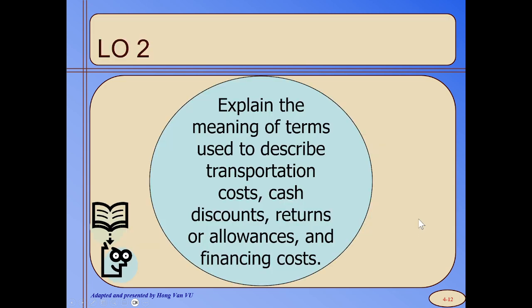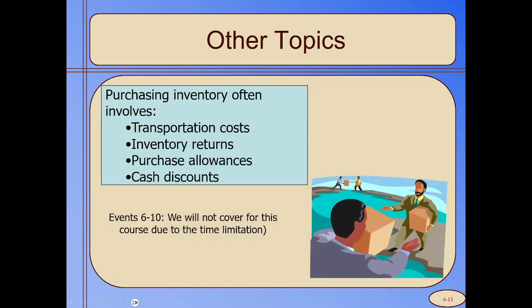Now in the second part, we explain the meaning of terms used to describe transportation costs, cash discounts, returns or allowances, and financing costs. In fact, we have some transactions, but due to the time limitation, I will not give you the detail of these transactions. Just give some definitions. So as you know, purchasing inventory often involves other costs. So first, about the transportation cost, inventory returns, purchase allowances, and cash discount.